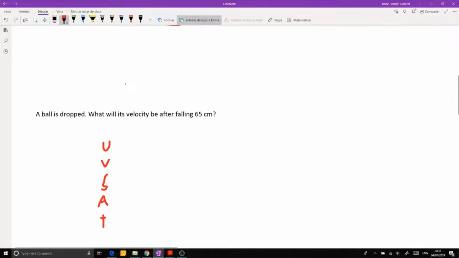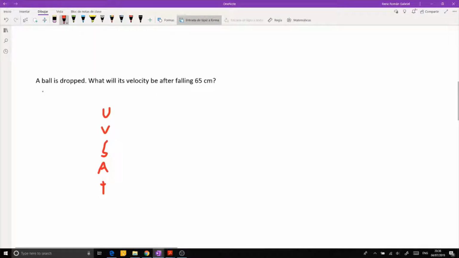Here, again, they tell us acceleration, which is the same as before. They tell us distance here. They tell us initial velocity, because they say it's dropped, so it means that it started with 0 meters per second. And they ask us for velocity, the final velocity. So this is what we're looking for. And basically the only thing that they don't tell us, and we can eliminate, is time.